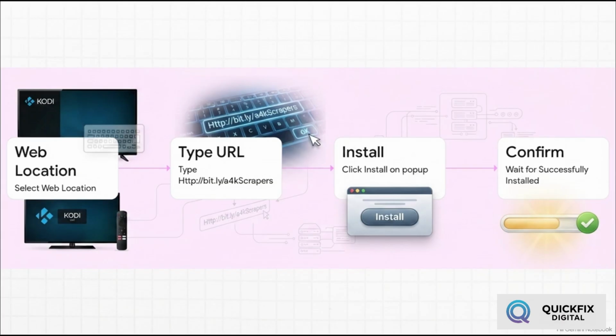Here is the make or break moment, getting this next web location entered flawlessly. Select web location and a keyboard is going to pop up. Type in this exact address, http://bit.ly/A4K scrapers and click OK. Hit Install on the pop-up box that appears and just wait for that incredibly satisfying successfully installed confirmation to show up before you click OK again. All right, your provider package is officially locked and loaded.